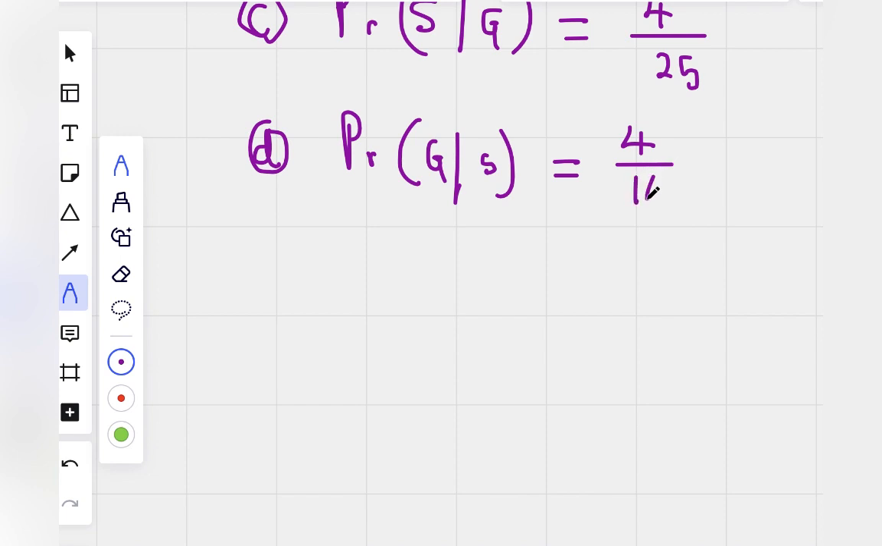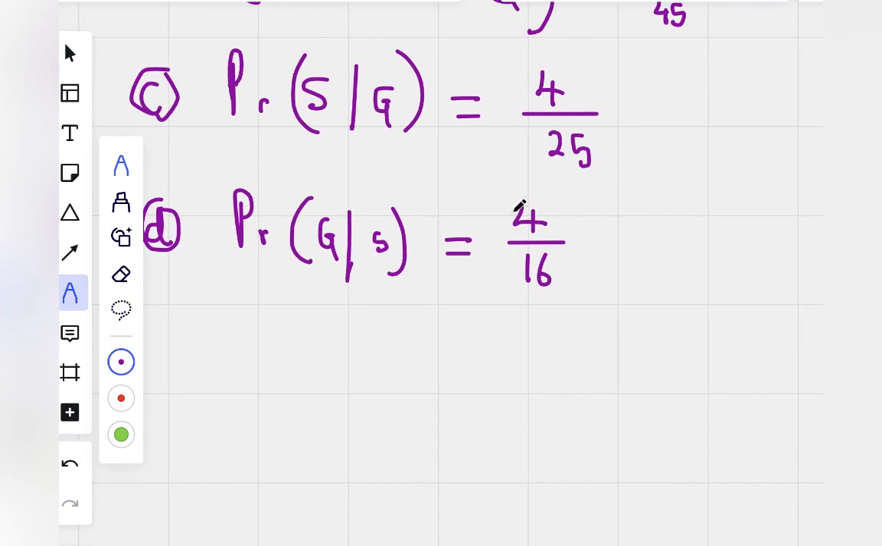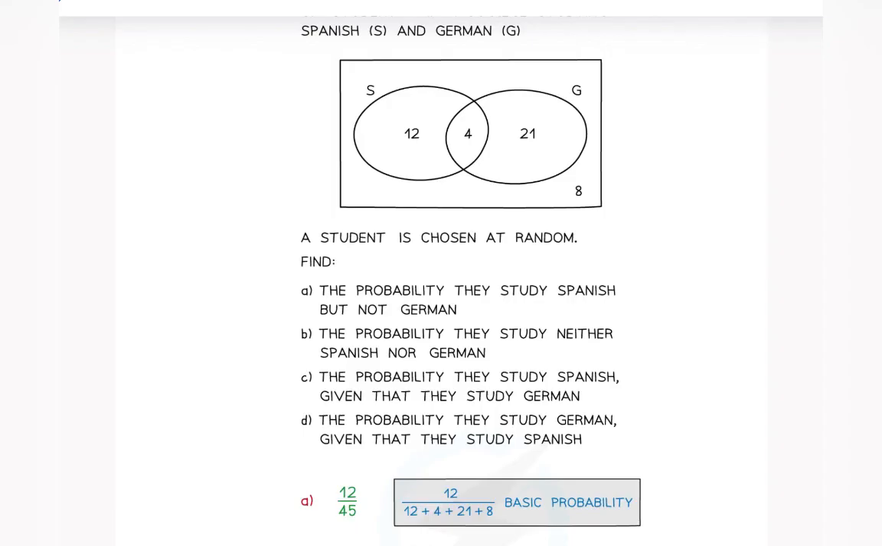So in this case, we can simplify this. 4 divided by 4, we get 1. 16 divided by 4, we get 4. So in this case, if we reduce to the lowest term, we get 1 over 4 for this probability.